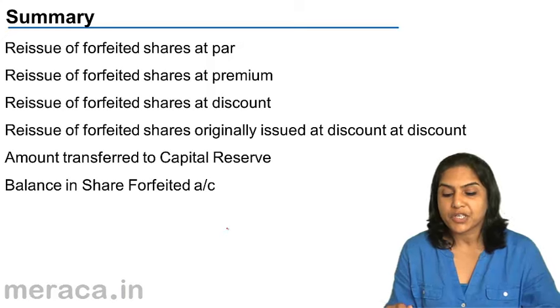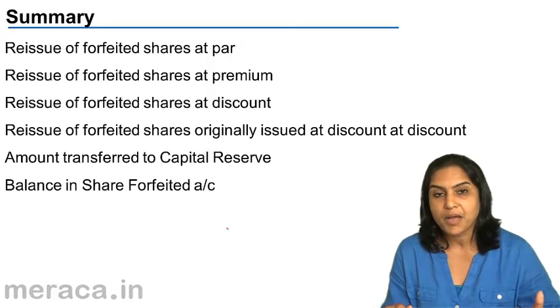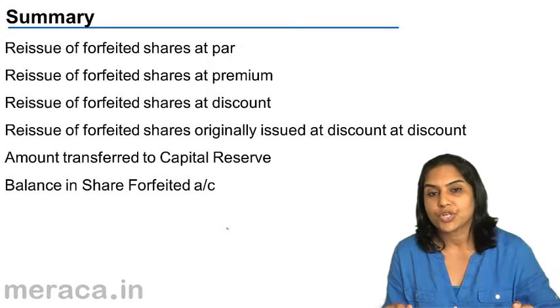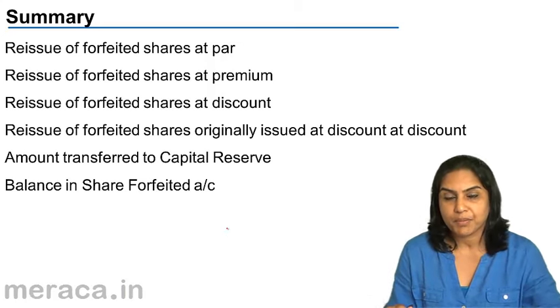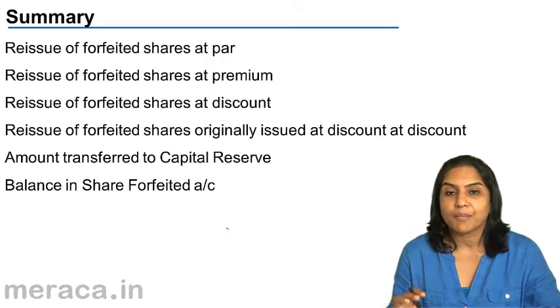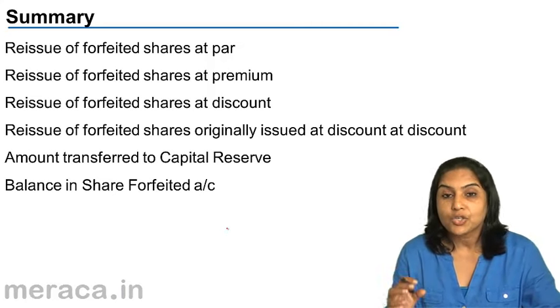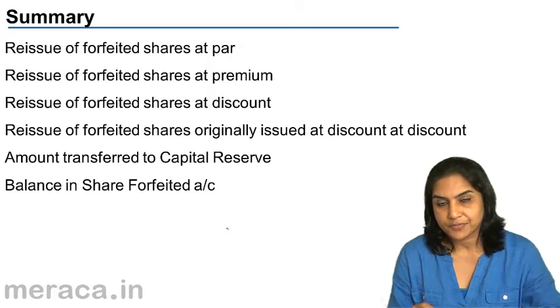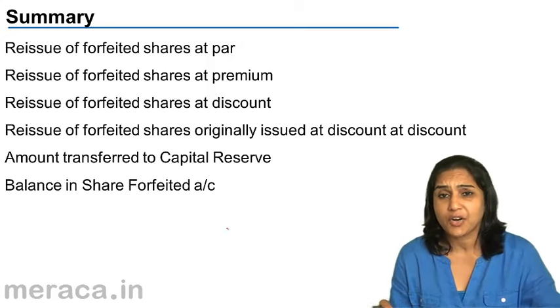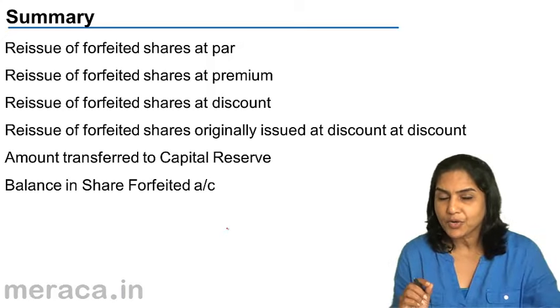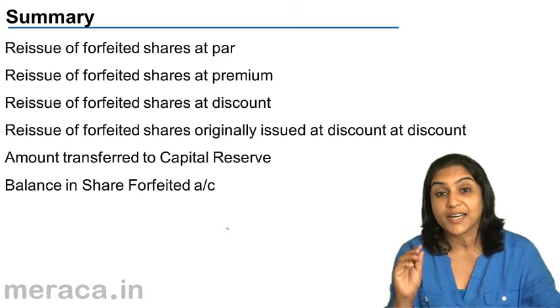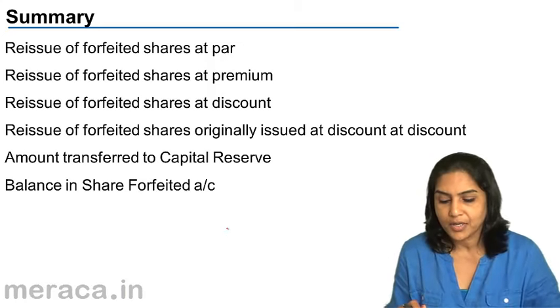If forfeited shares are reissued at a premium, bank account debit to share capital to securities premium. And again, transfer the amount that we received on the shares forfeited to capital reserve. Shares forfeited account debit to capital reserve. With what amount? With the amount received on shares forfeited and reissued.